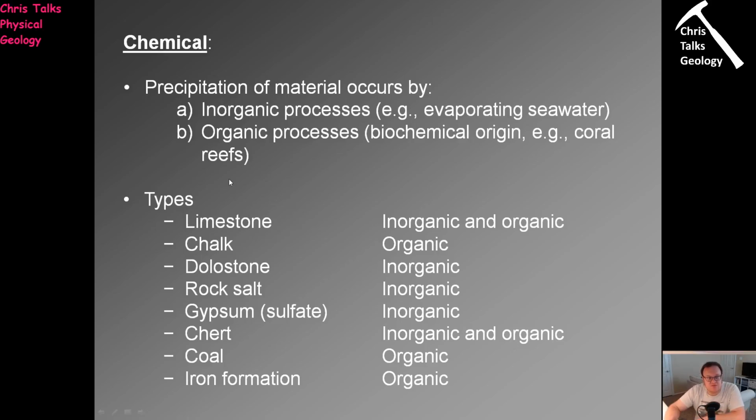So what are our types of chemical sedimentary rock? Well, we have limestones, we have chalk, we have dolostones, rock salt, gypsum, chert, coal and iron formations, to name but a few. There's a whole range of them, but these are by far and away the most common ones. And you can see that next to them I've noted whether they are organic or inorganic.